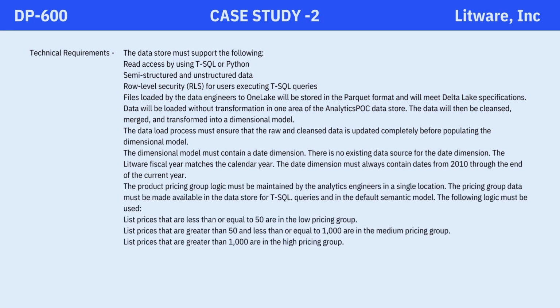The product pricing group logic must be maintained by the analytics engineers in a single location. The pricing group data must be made available in the data store for T-SQL queries, and in the default semantic model. The following logic must be used. List prices that are less than or equal to 50 are in the low pricing group. List prices that are greater than 50 and less than or equal to 1,000 are in the medium pricing group. List prices that are greater than 1,000 are in the high pricing group.